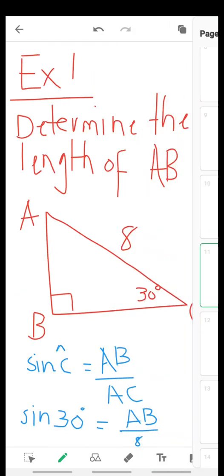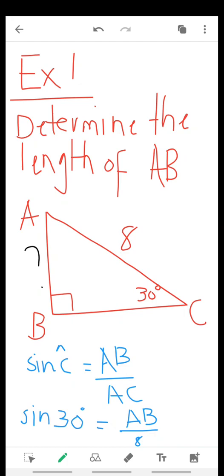Now let's go to example number 1. Take your time, pause the video, read the question, hide the answers, try to find it yourself, then go back and check the solution. Determine the length of AB. If you look at the diagram, this is my AB here.